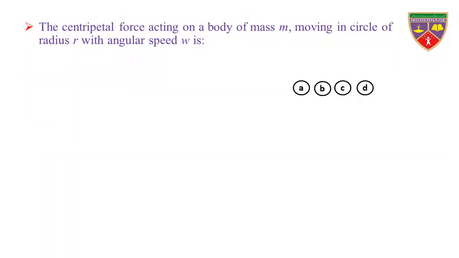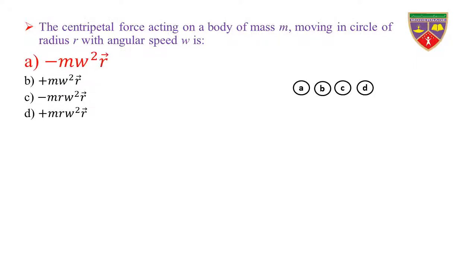The centripetal force acting on a body of mass m moving in a circle of radius r with angular speed omega is: option A, minus m omega square r vector; option B, plus m omega square r vector; option C, minus m r omega square r vector; option D, plus m r omega square r vector.